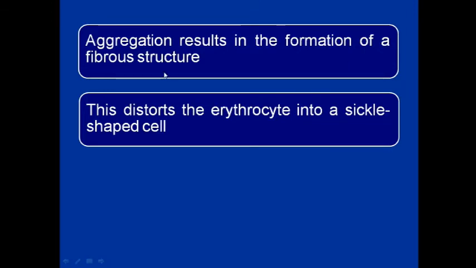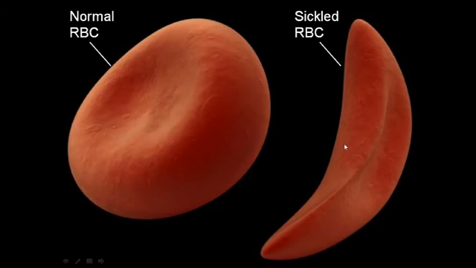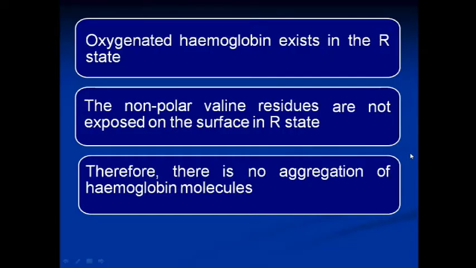So aggregation results in the formation of a fibrous structure. This distorts the erythrocytes into a sickle cell shape. Because of this, the RBC converts into a sickle cell RBC. In this way, aggregation of hemoglobin molecules distorts the RBC. So this shape you can see is the RBC, and these lines indicate the aggregation of hemoglobin. Due to this, the sickle cell RBC is curved in this way.